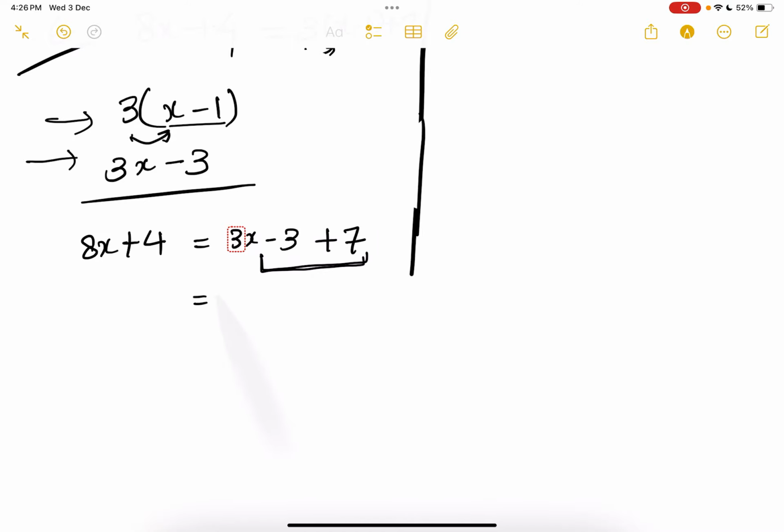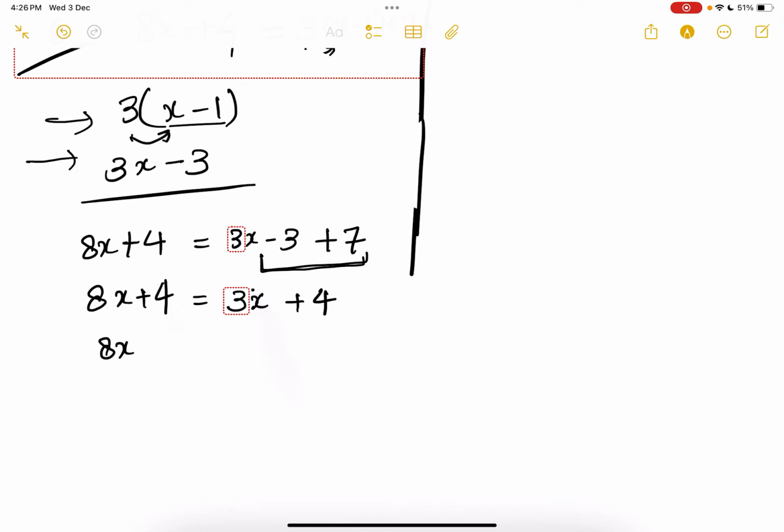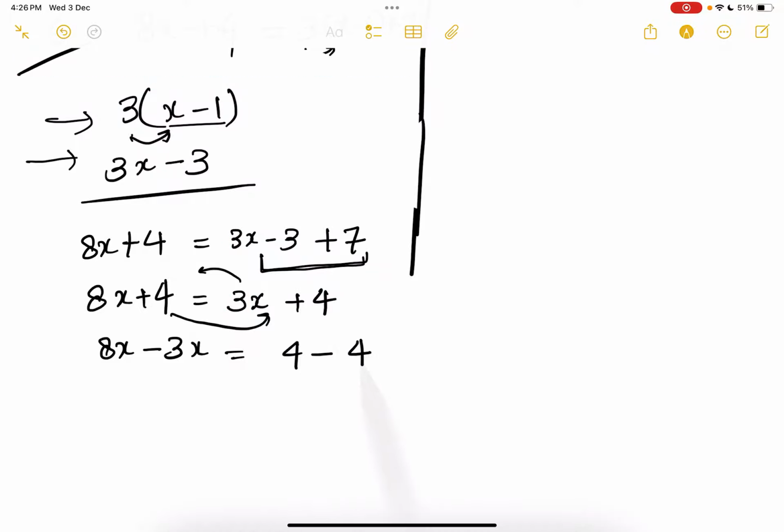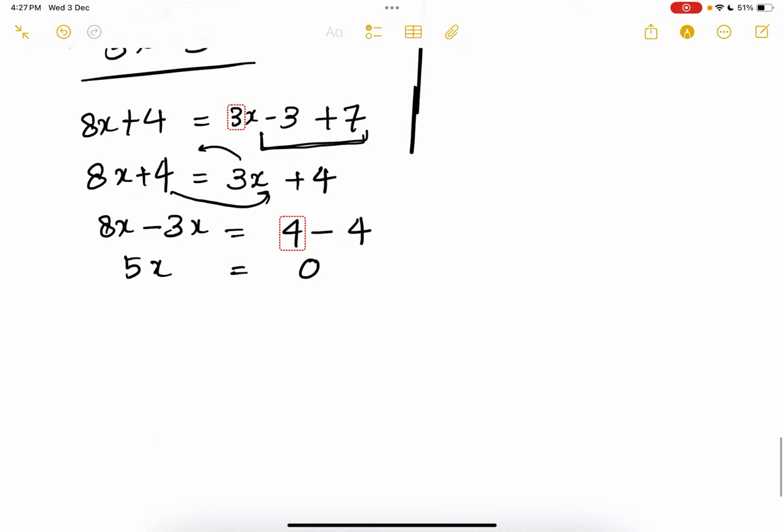Let us first solve this so that it becomes similar to the previous equation that we have solved. Plus 7 minus 3 plus 4 and 8x plus 4. Okay, so 8x minus 3x and 4 will come here, plus 4 minus 4. So it is 5x is equal to 0. Now you have 5x is equal to 0. You need to tell what is x.